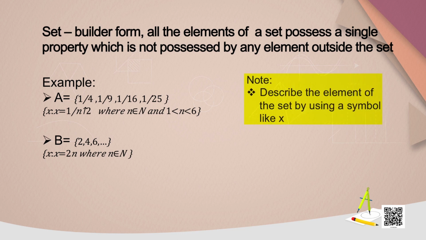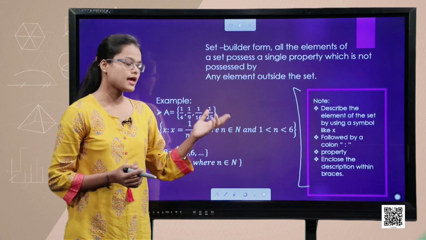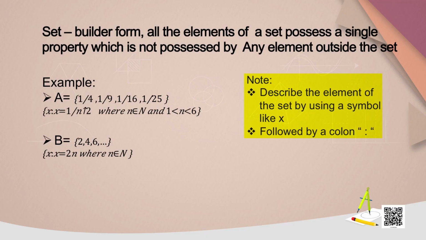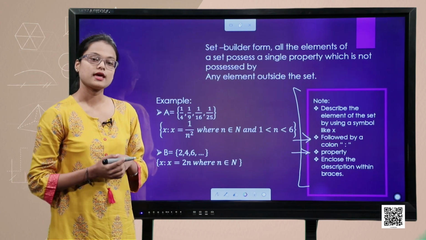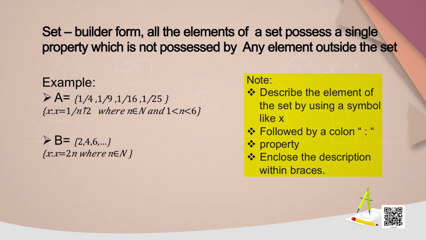First, we describe the elements with a symbol x, a small letter, as we have discussed. It can be any x, y, z. Next, we write a colon. Then, the property which is possessed by each element of the set, and then the description is again written within the braces, that is the curly brackets.